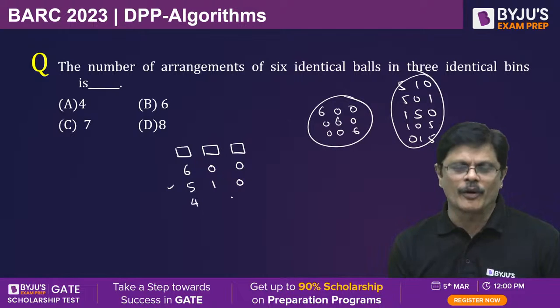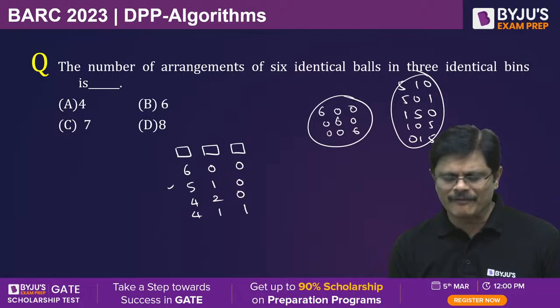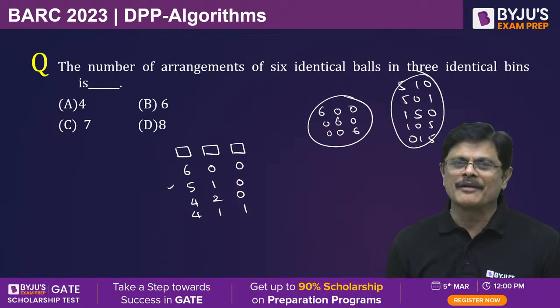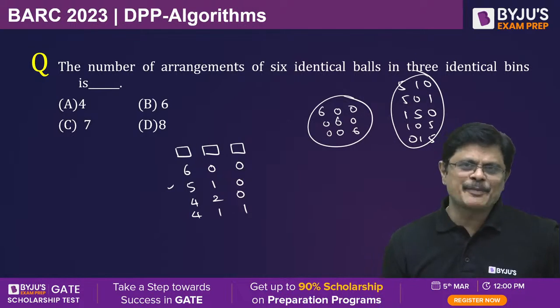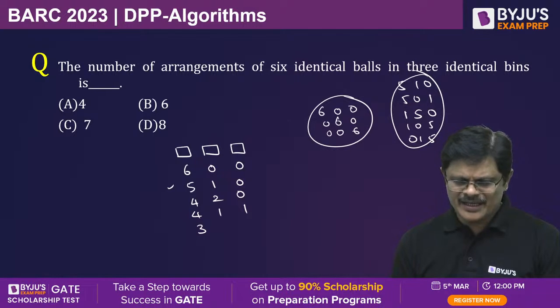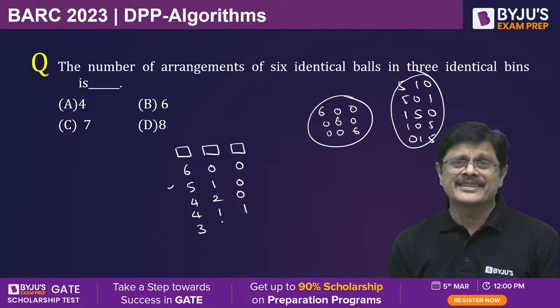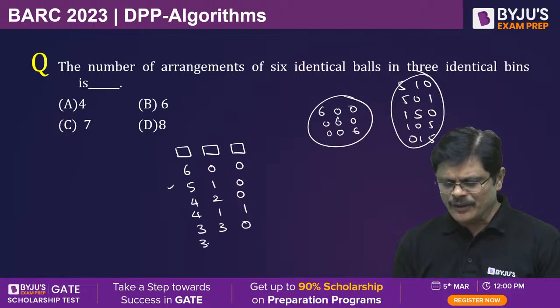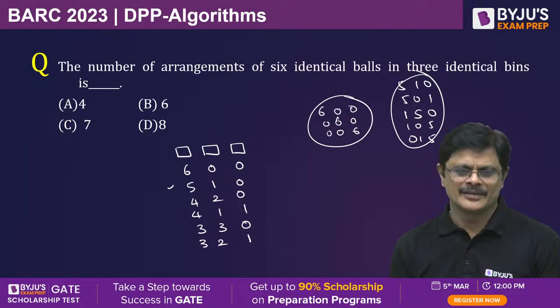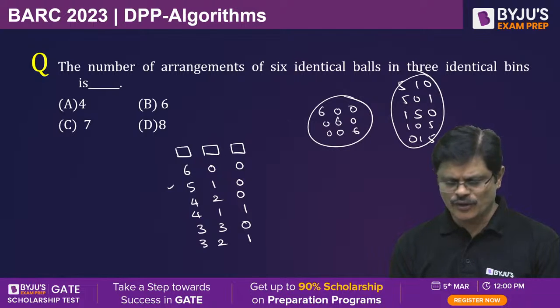Then 4, with 4 what can you have? 4 2 0 you can have, and 4 1 1 you can have. Anything else possible with 4? No. Then with 3, you can have 3 3 0, because it is 6 only. You can have 3 2 1. Anything else? So far 6 have happened.